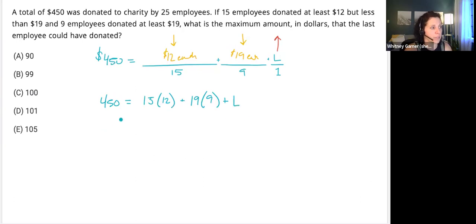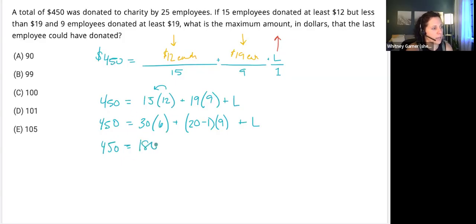Some additional tricks. We'll keep the 450. I'm going to exchange a 2. I'm going to give 2 out of the 12 to the 15 to make that 30 times 6. I'm going to change 19 and make it 20 minus 1 times 9. And then plus L. So over here, 6 times 3 is 18, I got 180. Plus 9 times 2 is 180 minus 9 plus L.